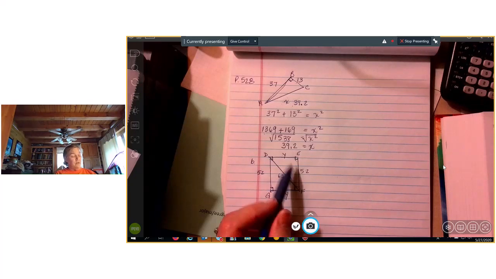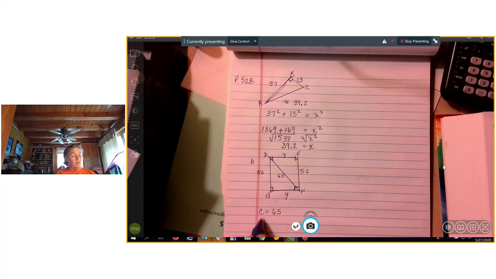Now, it doesn't matter which side I use. I could say that A is going to equal Y and B is going to equal 52, because I don't know at this point which one's longer or shorter, and it doesn't really matter which one's A or B. I just know that when I square this and add it to this squared, and then take the square root, I'm going to get this.